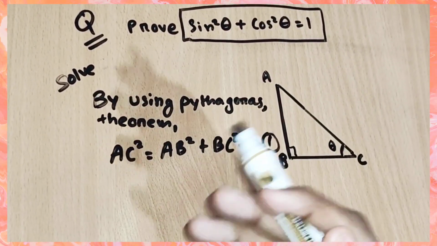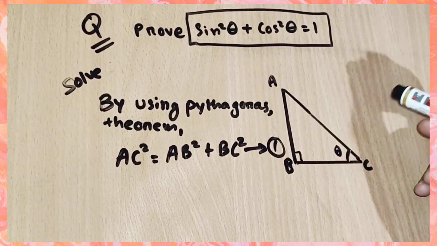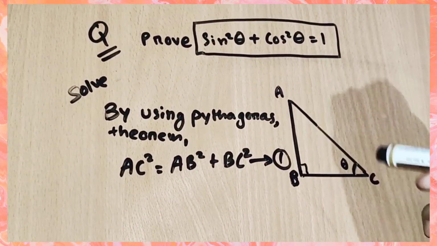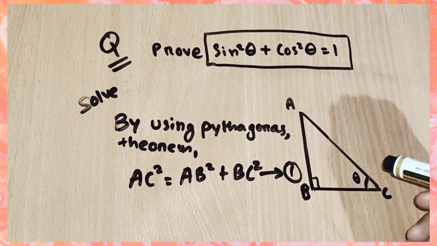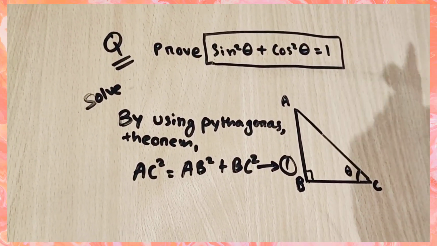As everybody knows, Pythagoras theorem says hypotenuse square is equal to perpendicular square plus base square. And what is the perpendicular in this figure? The side opposite to the angle is always known as perpendicular. So here AB is the perpendicular and BC is the base.